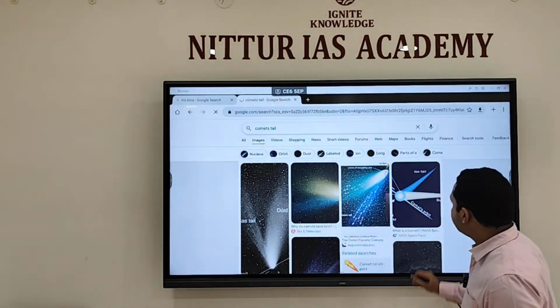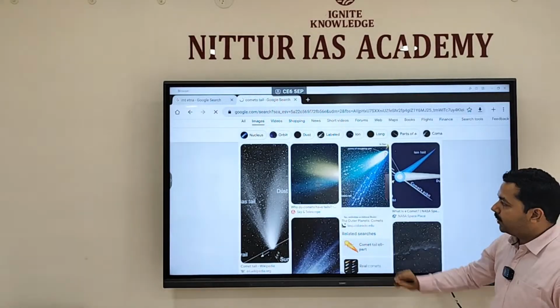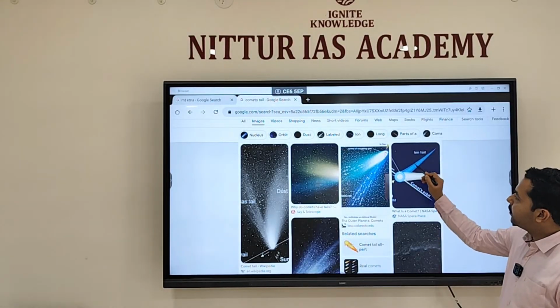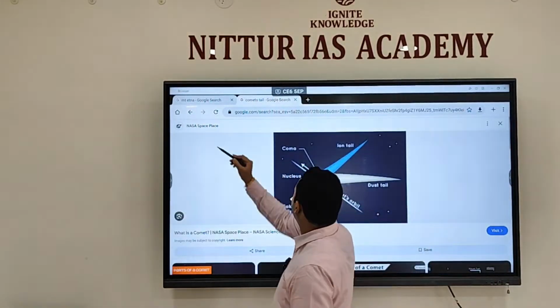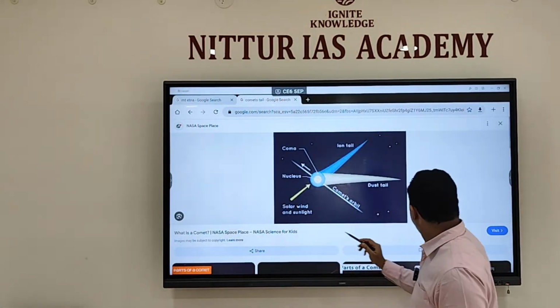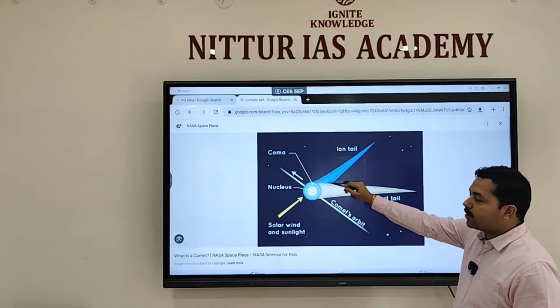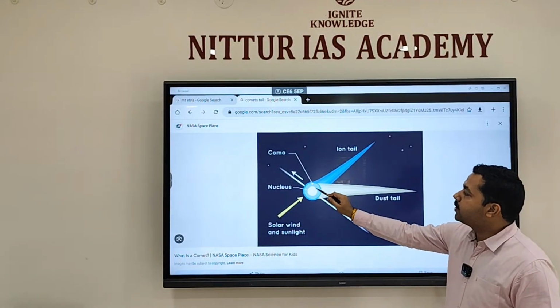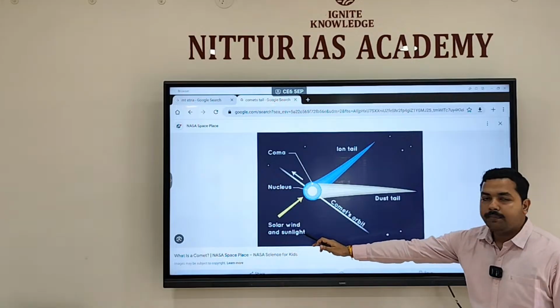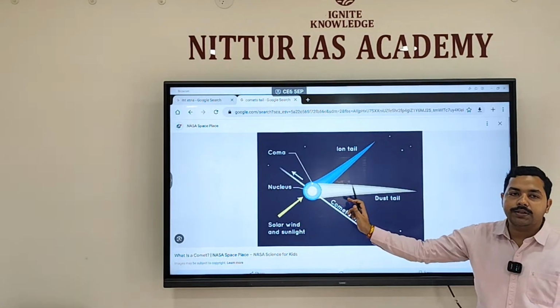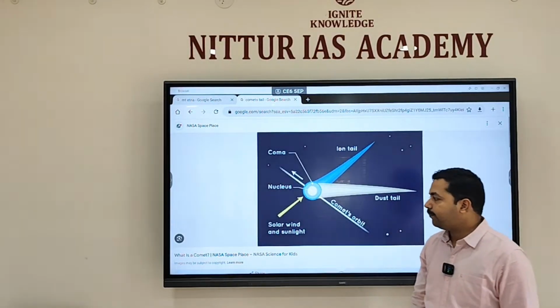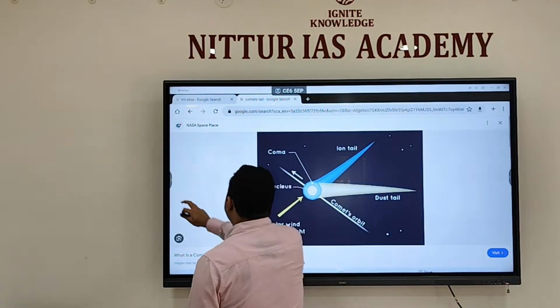So you can see this is what we call the tail of the comet. The tail appears when this melts. So you can see this is called the tail of the comet. This is an icy frozen particle. When the frozen particle melts in the presence of sunlight, you'll see this type of tail appear in the comet. Clear? Now another important thing.